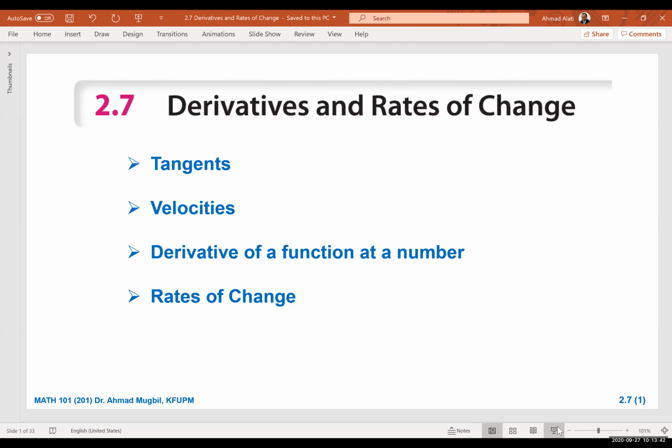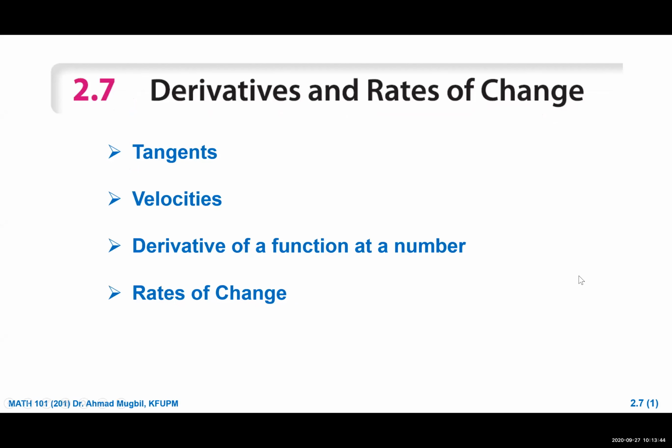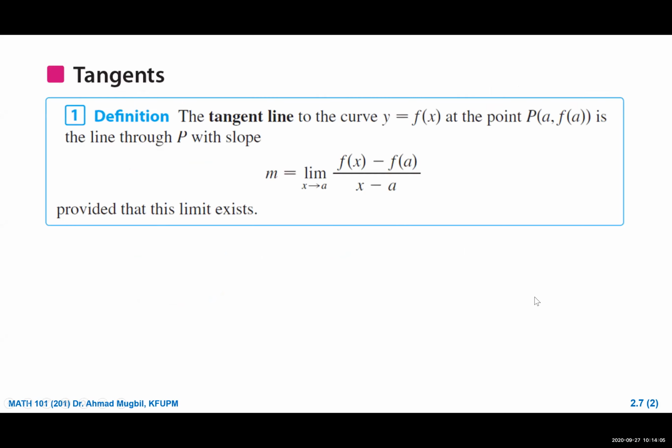2.7, ya shabab, by the way, there is nothing new here. In this section, what is new is only the definition of the derivative. So we will see in this section mainly what the derivative is and what the rates of change are. The tangents in general, we have studied them before, the velocities, the derivative of the function, and the rates of change, what they are can be considered as a new concept.